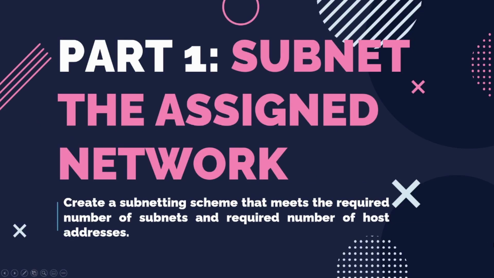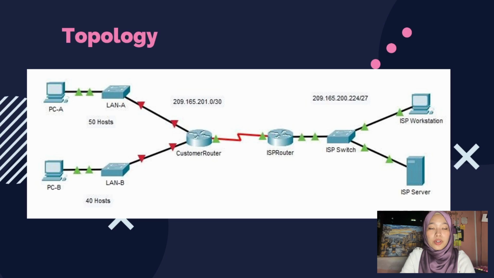Part 1. Subnet the assigned network. Create a subnetting scheme that meets the required number of subnets and required number of host addresses. So, here is the topology diagram given for the activity. Let's take a look at the diagram.